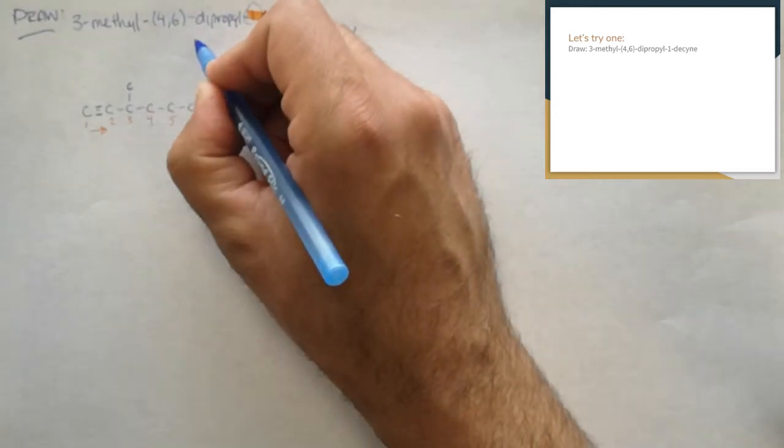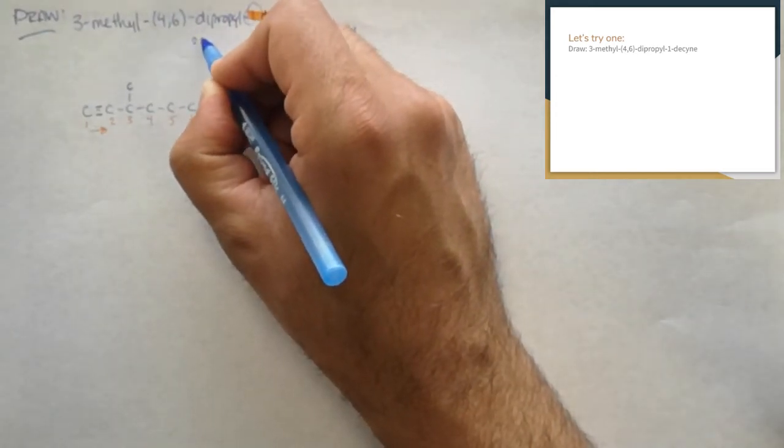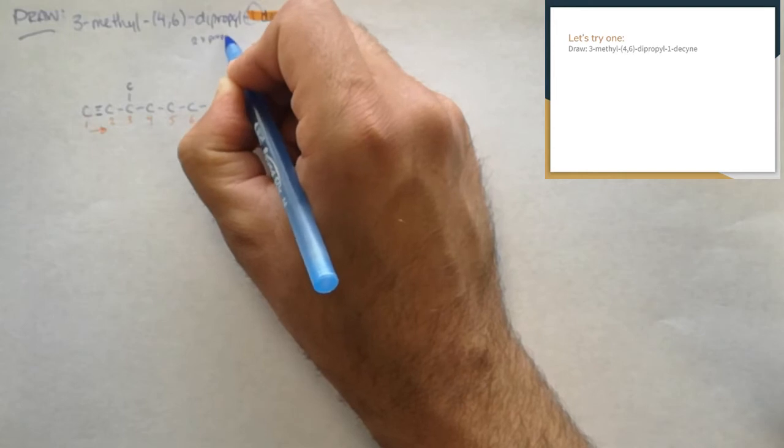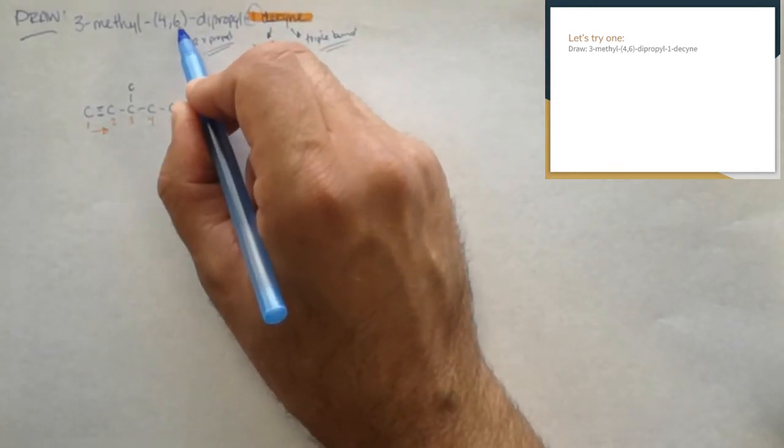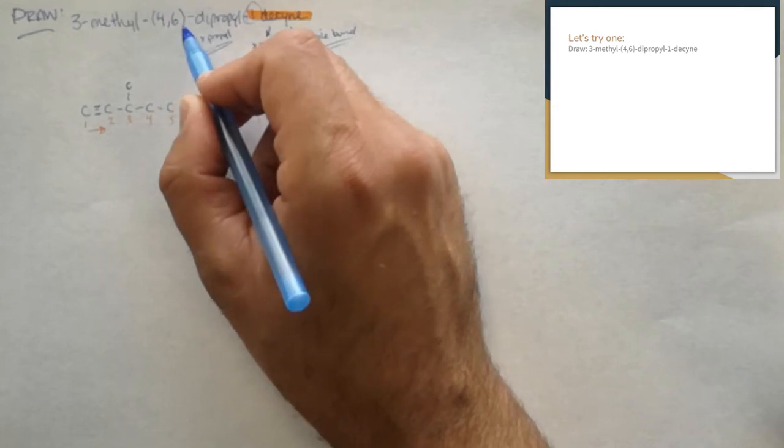Dipropyl means there are going to be 2 propyl groups. The first propyl group will be at position 4. The second propyl group will be at position 6. Let's draw them.